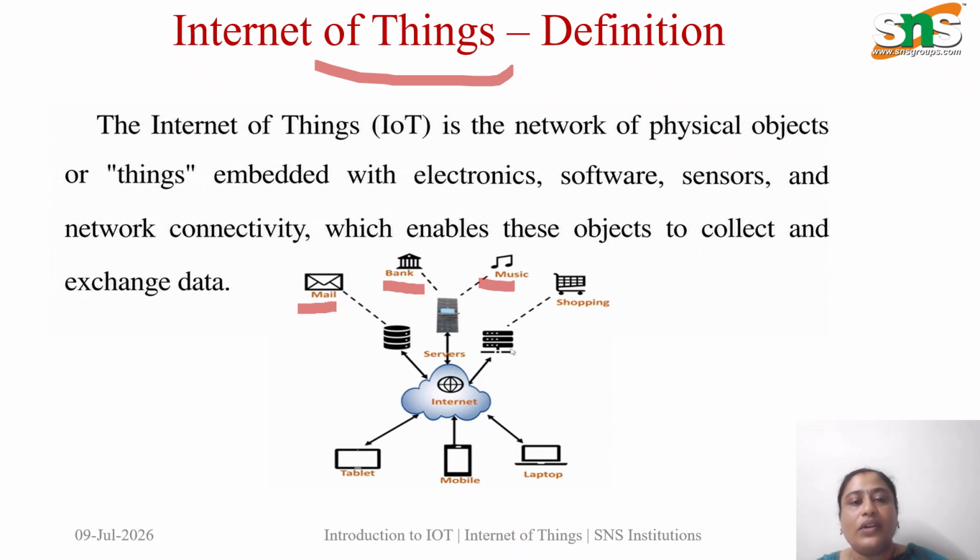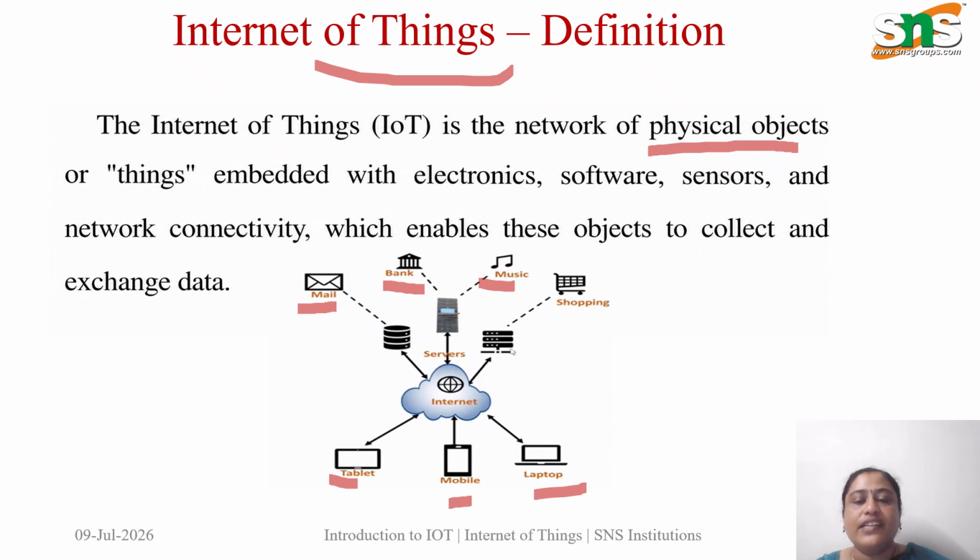Now let us see what is things. Things are nothing but the physical objects. The physical objects might be your tablets, your mobile phones or the laptop, even fridge, your air conditioner and the television. All these are called the physical objects.